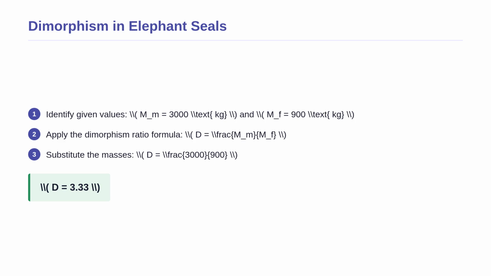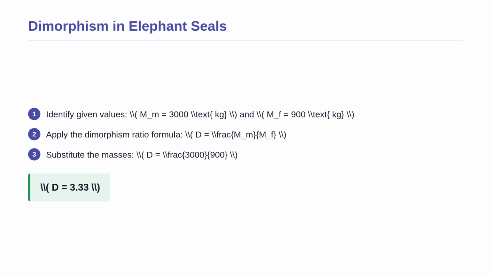Let us apply this formula to a concrete example using the southern elephant seal. We're given the average adult male mass of 3,000 kilograms and the female mass of 900 kilograms, and we need to find the dimorphism ratio. We choose this formula because it standardizes the size difference into a single comparable number.